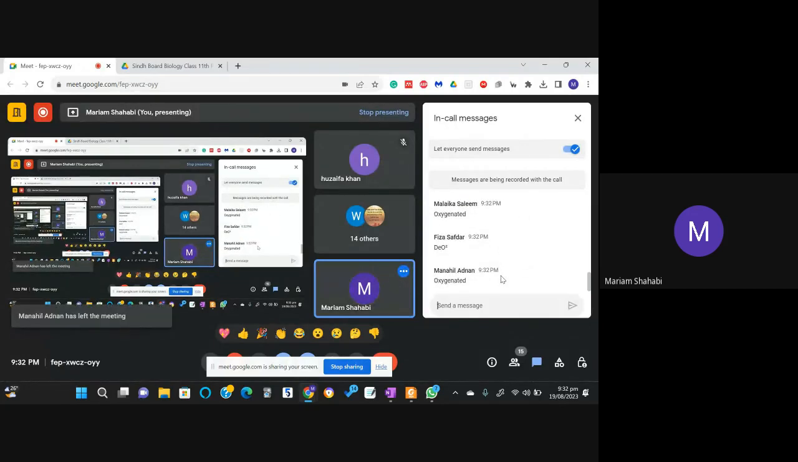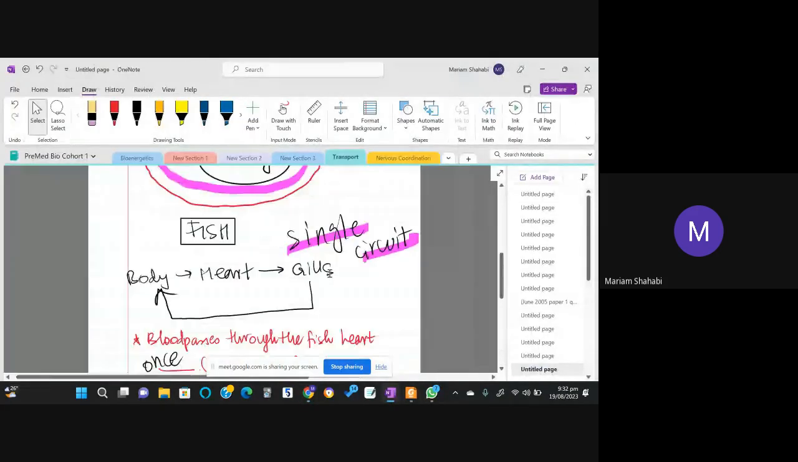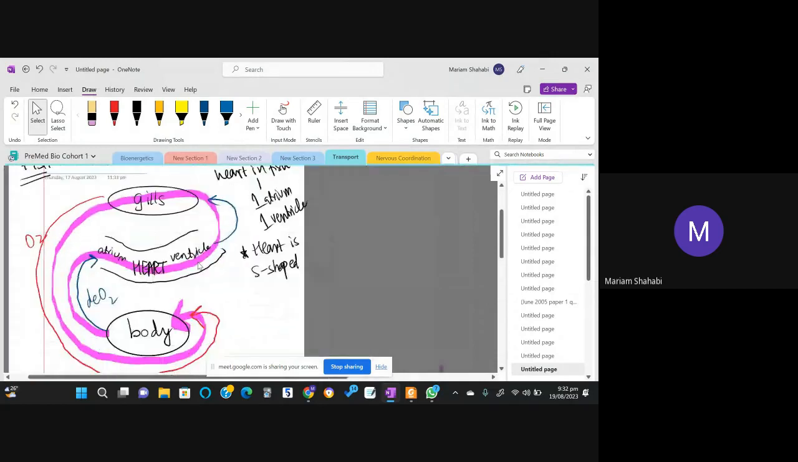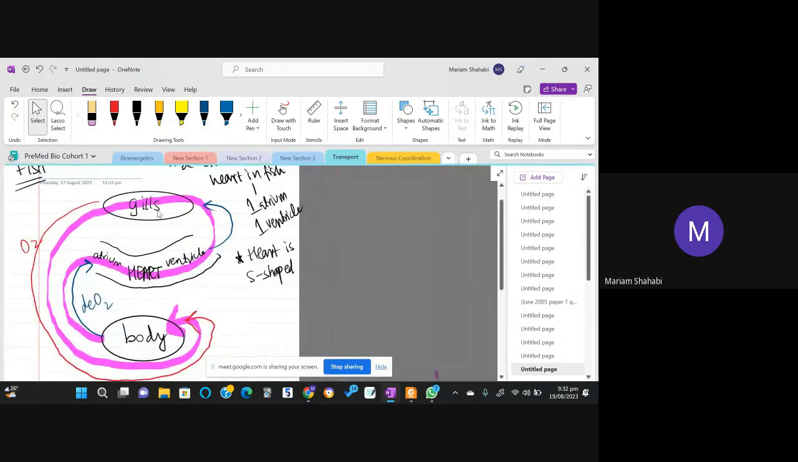अच्छा ठीक है. Oxygenated blood passes through the heart. I don't think so. Deoxygenated. Exactly. Deoxygenated. देखो देखो ना. Listen. See. ये देखो. Gills हैं. मैं ये arrow हटा रही हूँ.